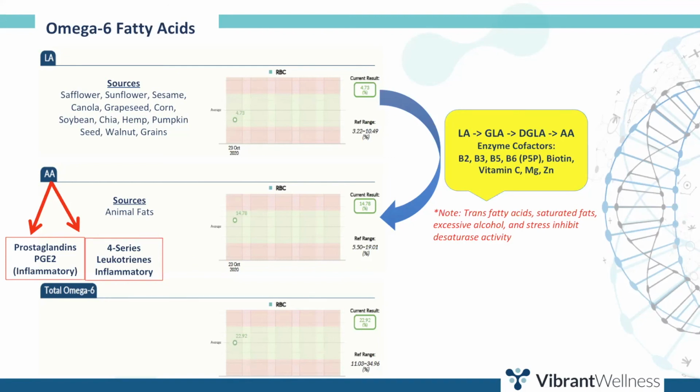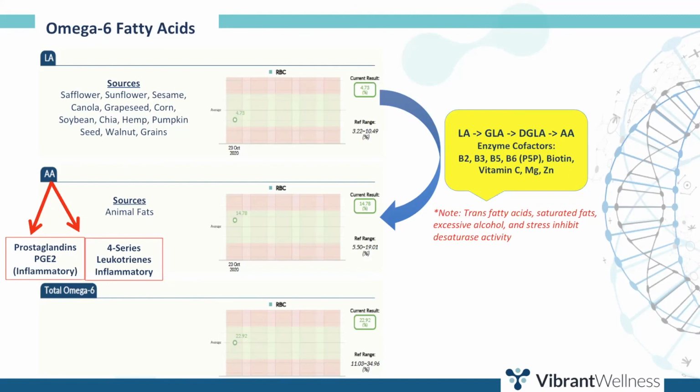Again, you have the same inhibitors that can inhibit the enzyme activity. So you always want to consider, if we've got enough linoleic acid, here being converted to arachidonic acid, is there somewhere along the way that the enzyme activity is impaired because of micronutrient cofactor insufficiency or deficiency, or some of these inhibitors, also dietary related, of course. This leads to higher levels of arachidonic acid, which then leads to higher levels of prostaglandin E2 and the 4-series leukotrienes, both of which are so inflammatory.